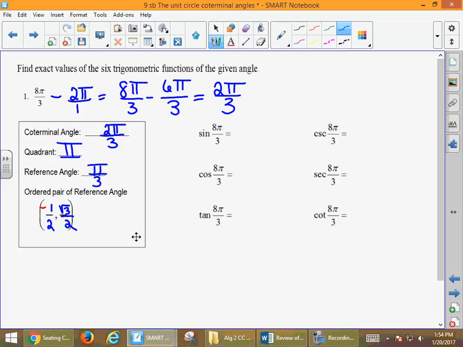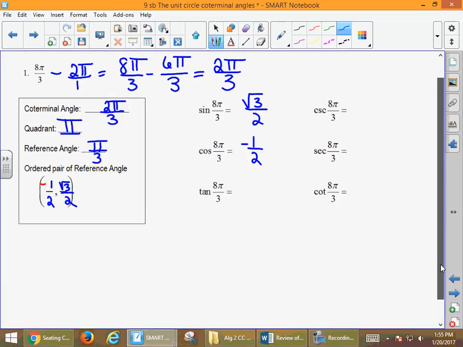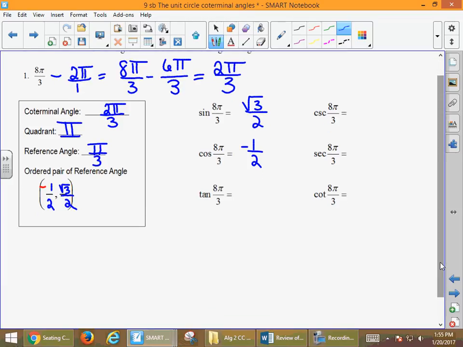Because remember, first of all, sine of 8 pi over 3. Sine is going to be our second value. Cosine's the first value in our ordered pair. It's negative 1/2. And I peeked in yesterday on Mr. Jarvis, but I didn't see a lot.